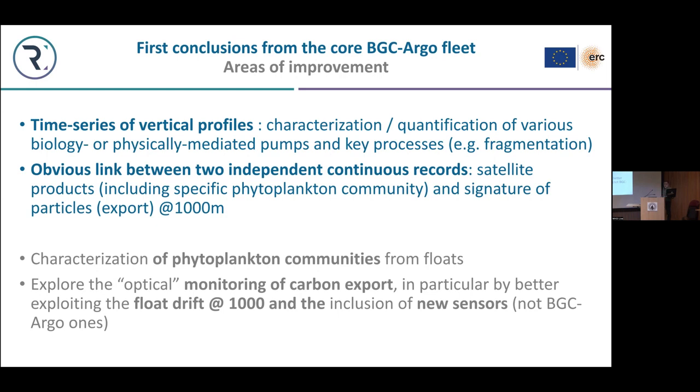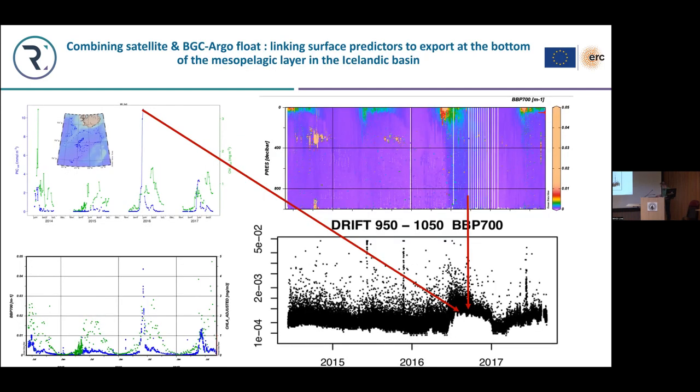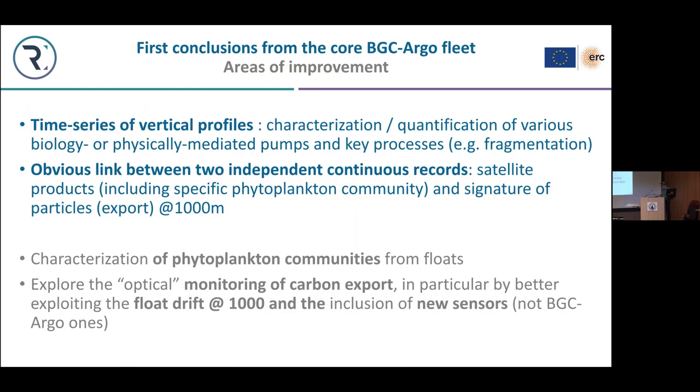So now there are some areas of improvement, and I will speak of more recent research that we have conducted on this. So we have the characterization of phytoplankton community for floats. What can we do better? And explore the optical monitoring of carbon export, in particular by targeting the 1,000-meter drift and the inclusion of new sensors. When I say new sensors, I mean not core BGC Argo sensors.